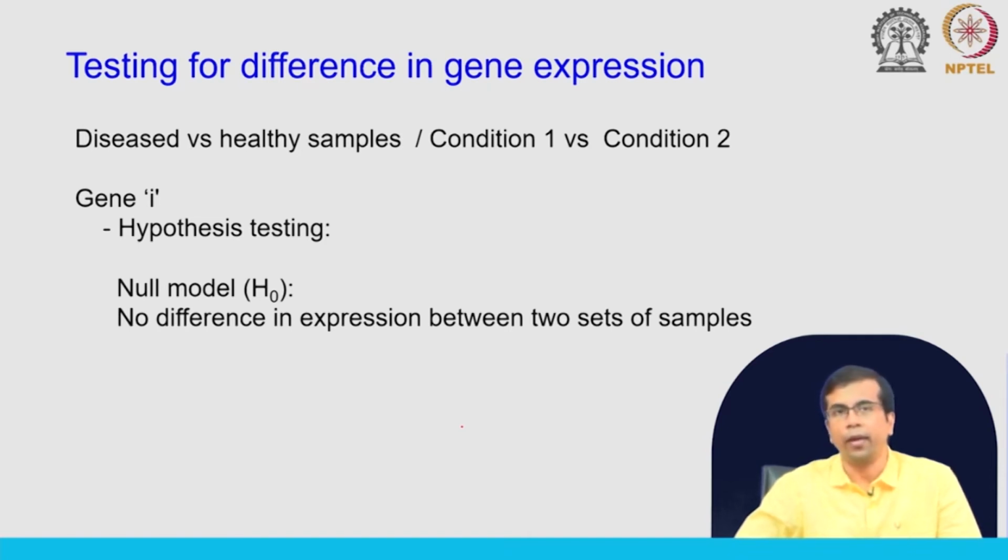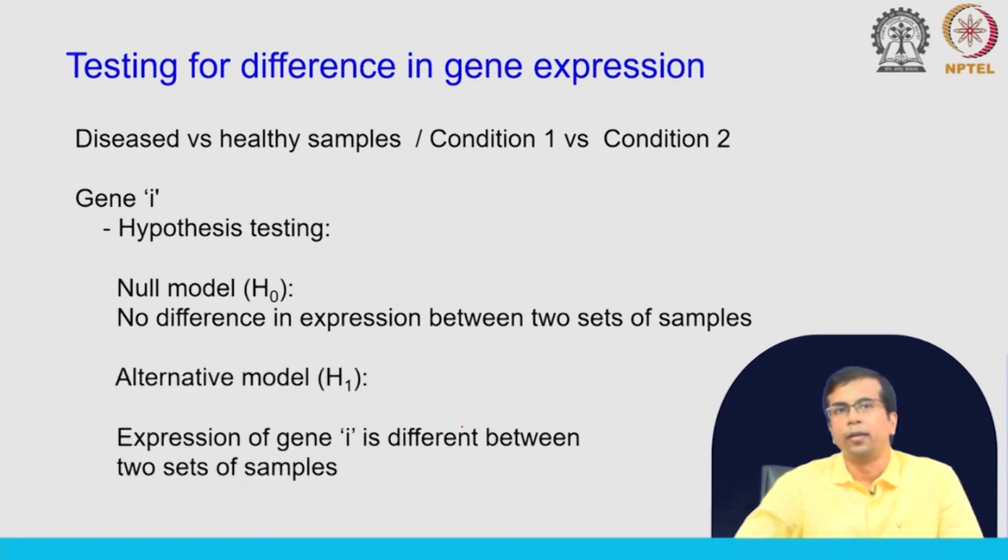Okay. So, for hypothesis testing, you might be aware that we need a null model, which we usually denote by H naught, and the null model is that there is no difference in expression between two sets of samples, right. So, if you are talking about disease versus healthy samples, the null model says there is no difference in expression. Okay. Now, since you have a null model, you also have an alternative model which says expression of gene I is different between two sets of samples, right. So, it is the opposite of the null model.